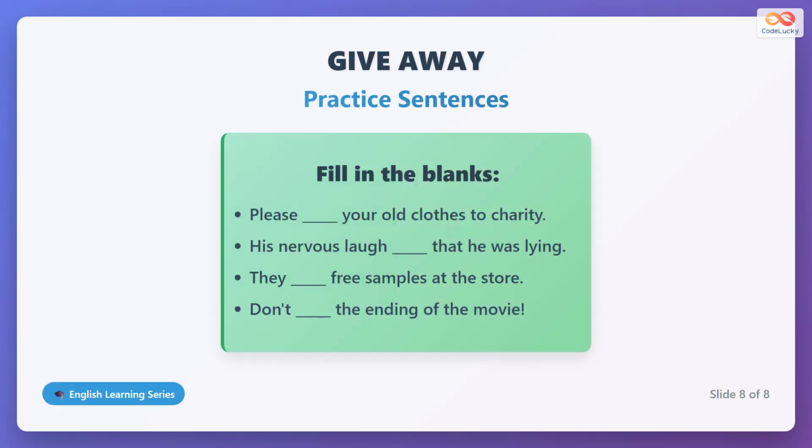Practice with these sentences. Please give away your old clothes to charity. His nervous laugh gave away that he was lying. They give away free samples at the store. Don't give away the ending of the movie. Fill in give away in each blank to practice both meanings.